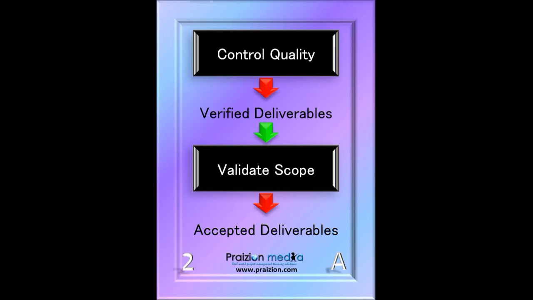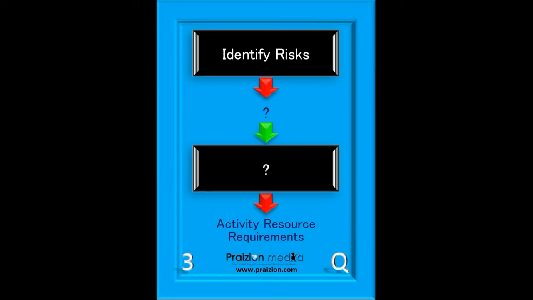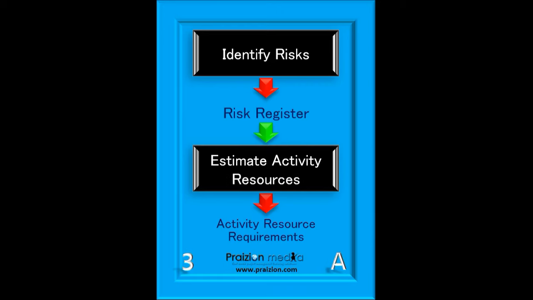Let's take a look at a couple more. Identify risks gives you something, and that goes into a process that gives you activity resource requirements. If you've looked at the PMBOK guide enough, you'll probably remember that identify risks only gives you the risk register. And you'll also realize that the only place activity resource requirements can come from is estimate activity resources. And there are the answers.